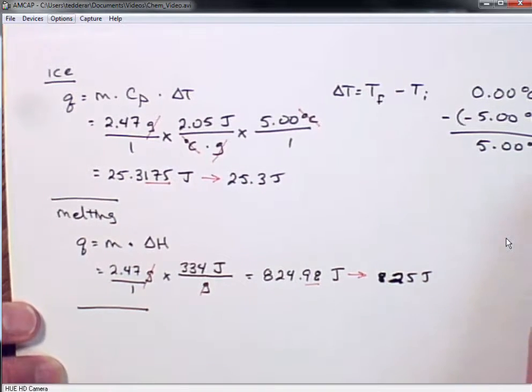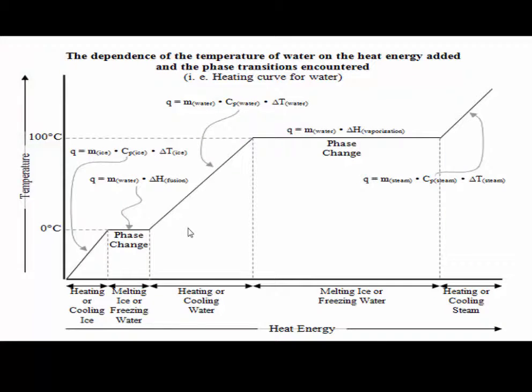Now we're ready to go through that range where we are heating up the water. Okay, so we've gotten all the water melted here in this phase change region on our heating curve graph. Now we're ready to heat it up. And so we're going to be using this equation where there's a temperature change there. Okay?